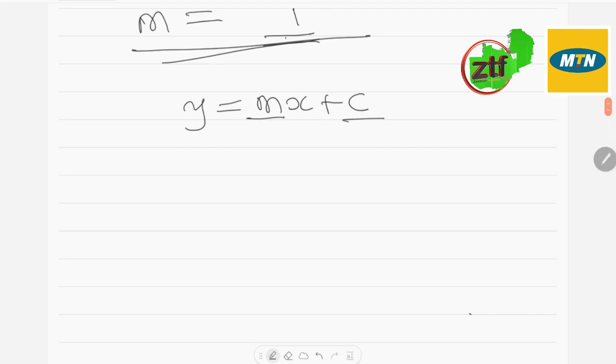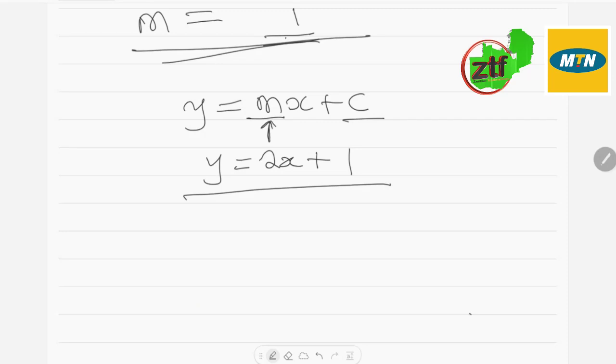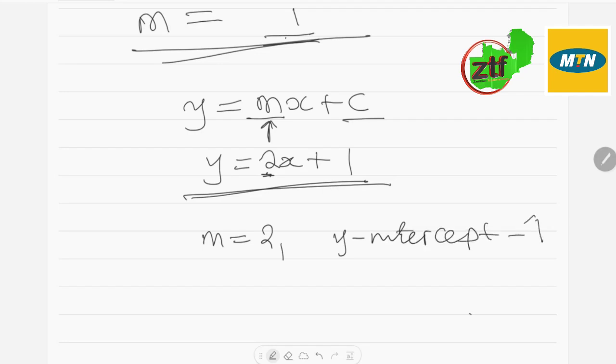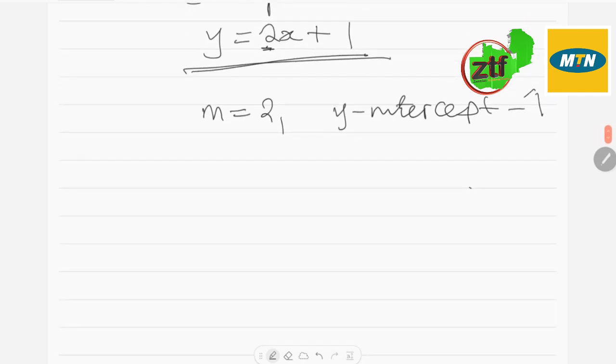So for example, if you have an equation y equals 2x plus 1, and they ask you, can you find the gradient of this? When you look at the standard form of the equation of a straight line, this 2 is representing the gradient. So from this equation, the gradient is simply 2, and the y-intercept is simply 1.